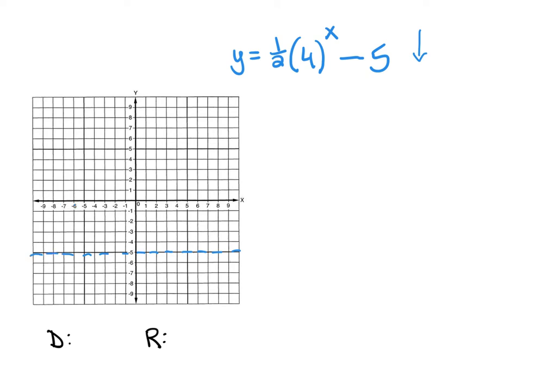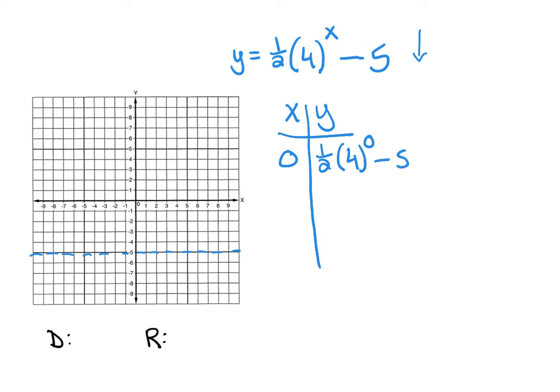All right, so now let's make an XY table. I'll start with 0. 1/2 times 4 to the power of 0 minus 5. 4 to the power of 0 is 1, times 1/2 is 1/2, minus 5 is -4.5. So if I plot that point, 0, -4.5 will be here.